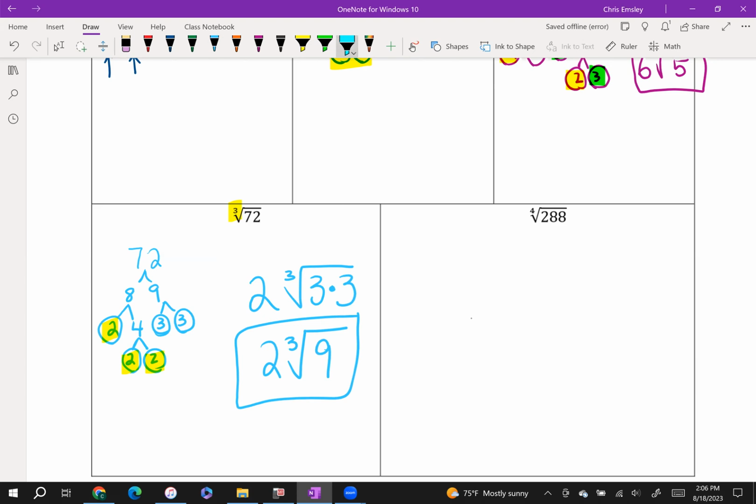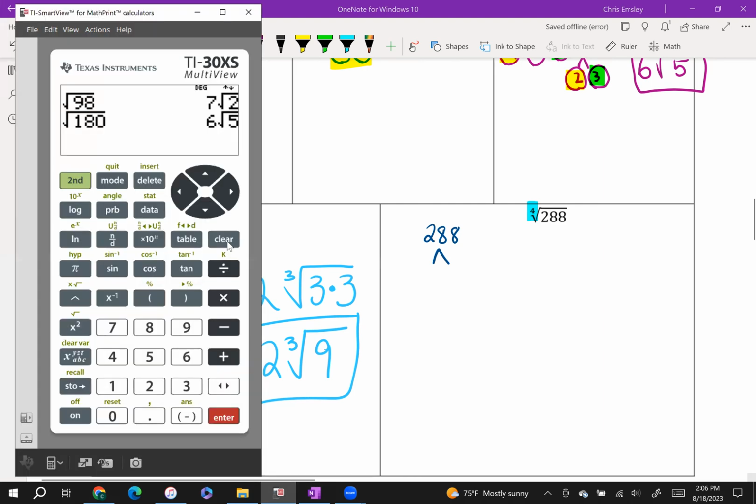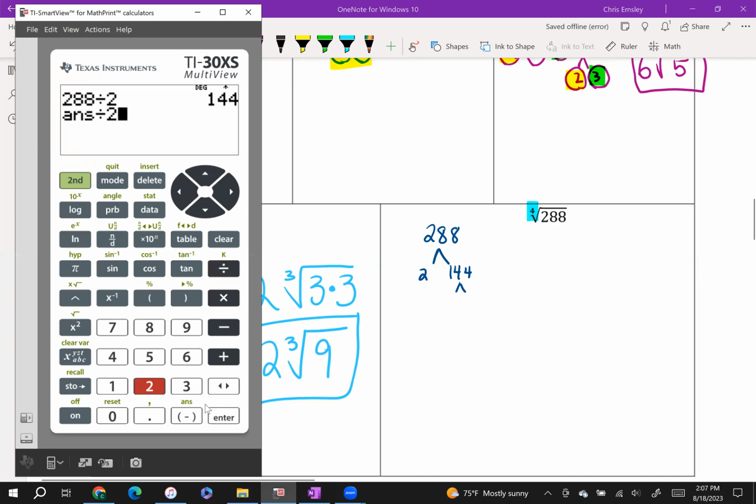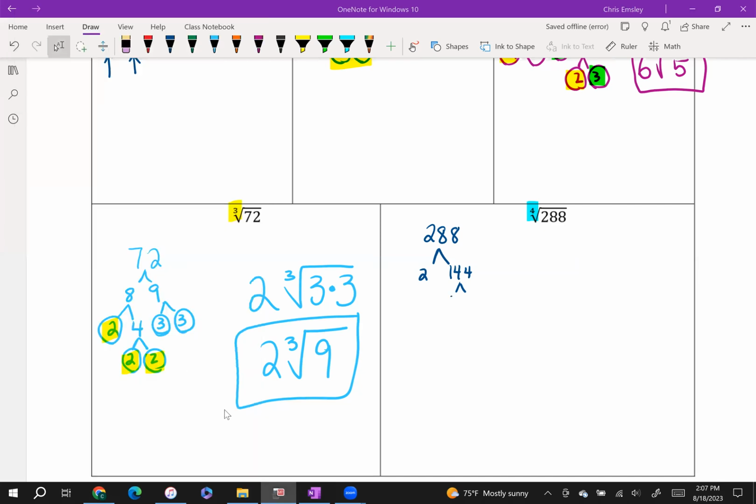And one more, because why not? The 4th root of 288, that's a doozy. Looks fun. So 288, again, we have to break that down. I don't know the factors of 288 in my head, but I know it's even. So I can start there. So 2 times 144. And let's say I don't know the factors of 144, so I would just divide it by 2 again. I get 72. 2 times 72. My 2s are both done. They don't break down. 72, I can start to do that one by hand because we just did it.